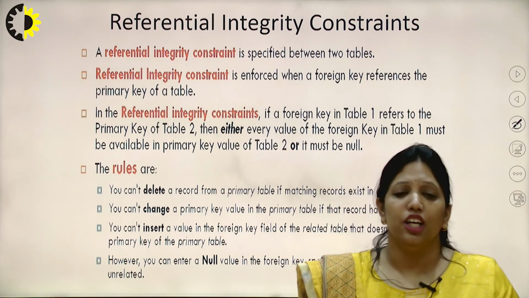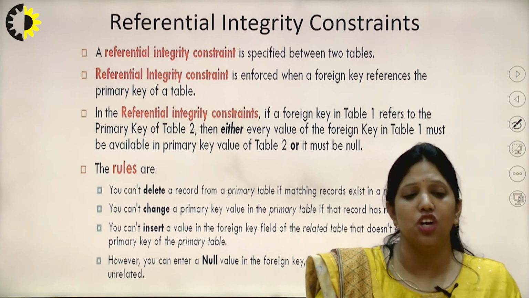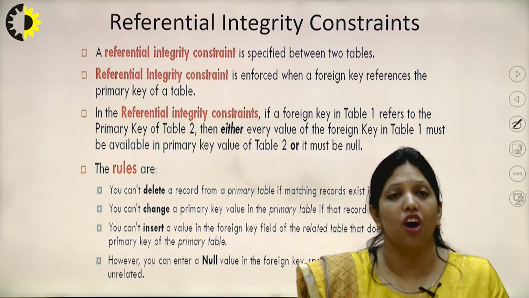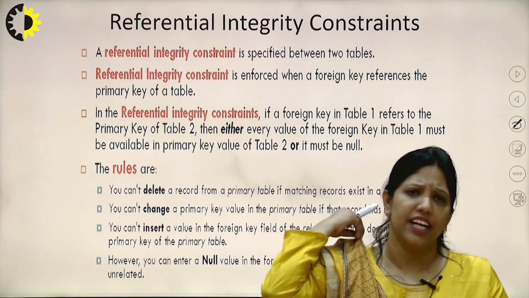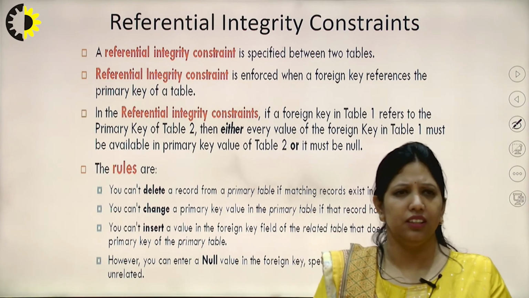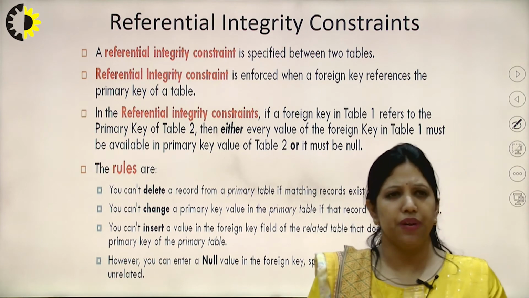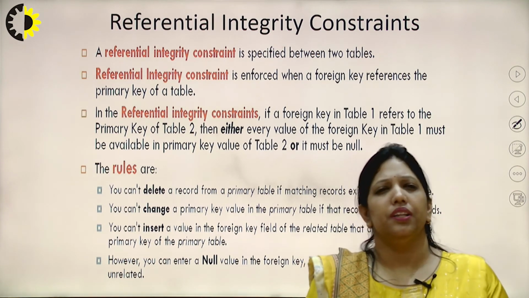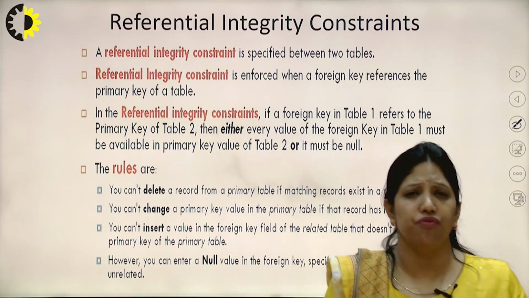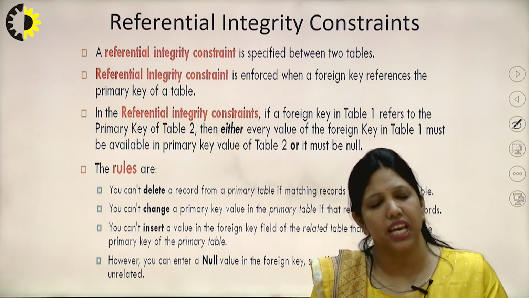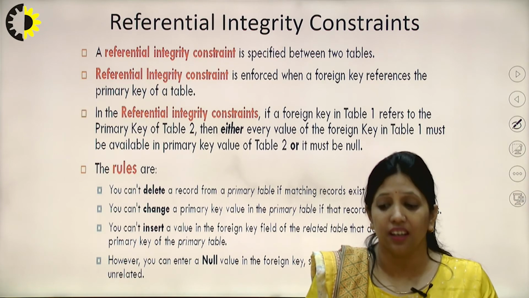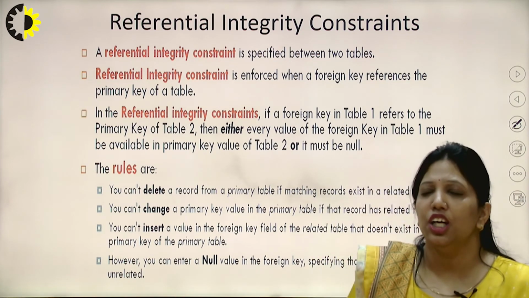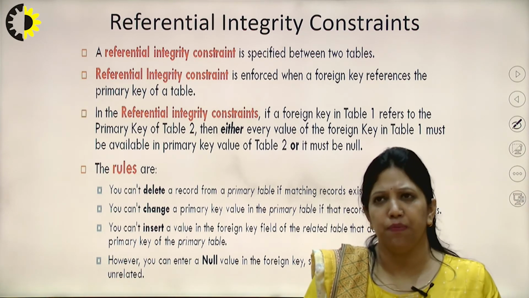What I see is that the primary key of one table becomes the foreign key of a second table. In the referential integrity constraint, if a foreign key in table 1 refers to the primary key of table 2, then either every value of the foreign key in table 1 must be available in the primary key of table 2, or it must be null.